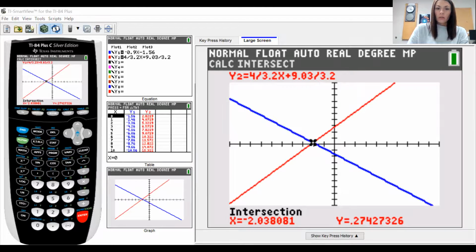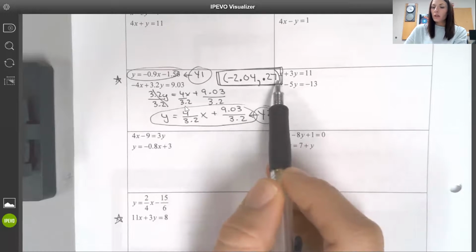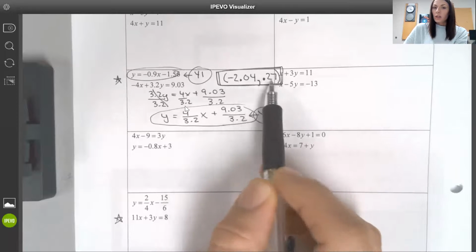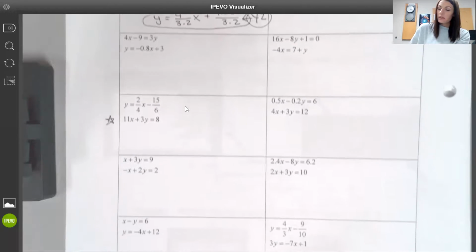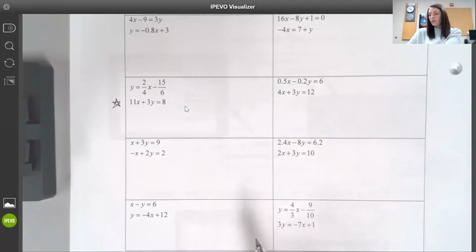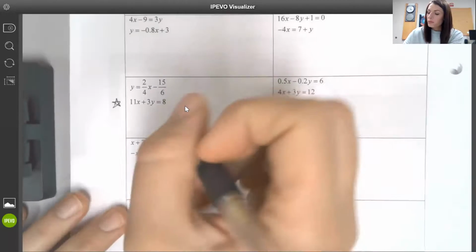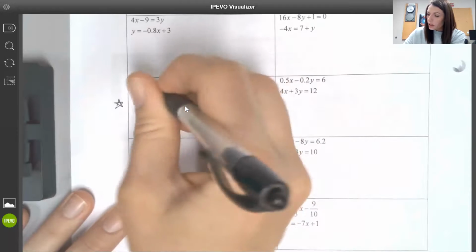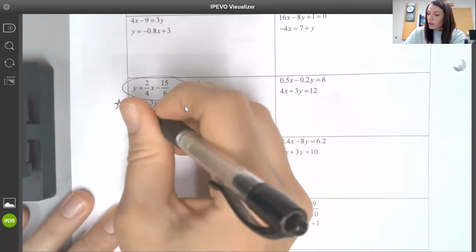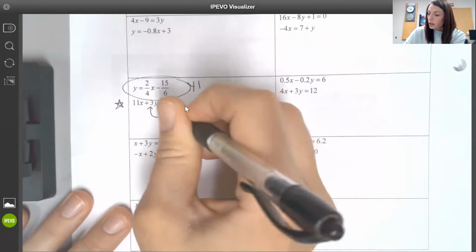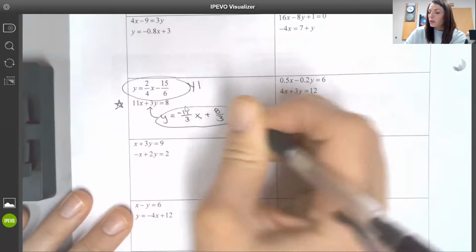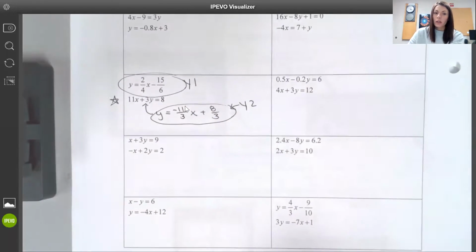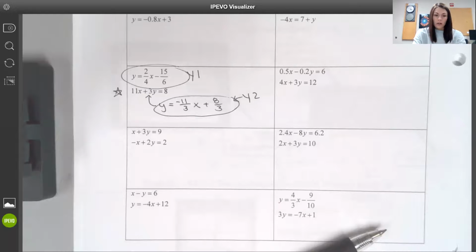Okay, so let me go back to my page. So what I did is I wrote my X and my Y value rounded to the hundredths place. Okay, there's my answer. Ordered pair where these two lines intersect. So I'm going to look at this fourth one down in the left column. And again, I'm going to rewrite. So this one's already ready to go. This will be what I put in Y1. This equation rewritten would be negative 11 thirds x plus 8 thirds. Here's my Y2.